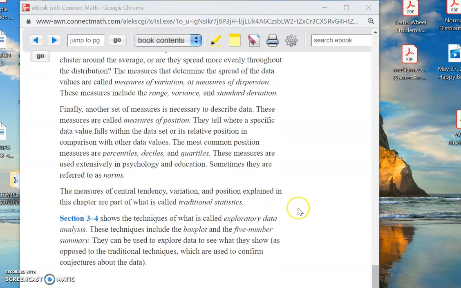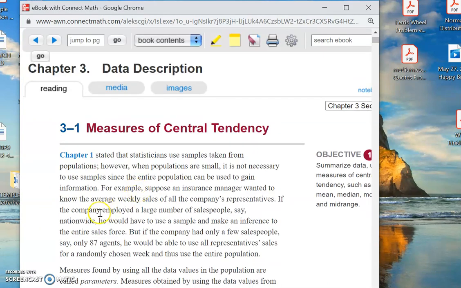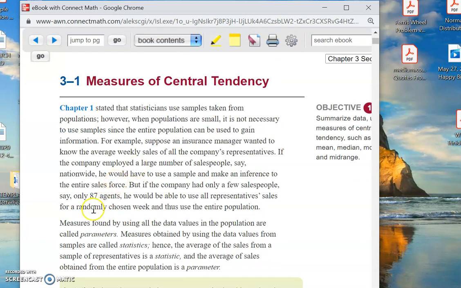All right, so let's get to the math part that I hope I can help you with. Okay, so the first thing we talk about is measures of central tendency. Now, we're only going to look at a few of these.